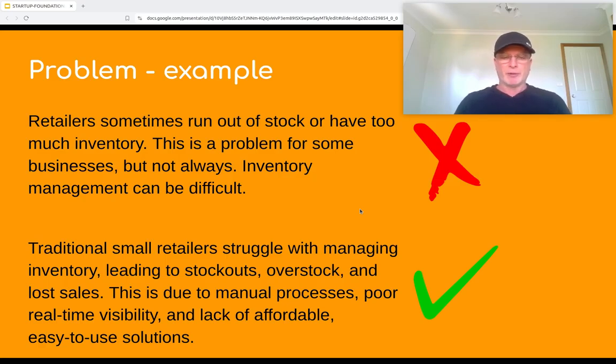The way to redefine it properly is: traditional small retailers, defining the market, struggle with managing inventory, which is true because they're small. It's leading to stockouts, to overstocks, which is causing waste. Okay? And they also lose sales. This is due to manual processes, poor real-time visibility, and lack of affordable solution. Okay? This is a well-defined problem, which is demanding a solution. It's focused, it's precise, it's clear, it's targeted, it's addressing a burning problem.